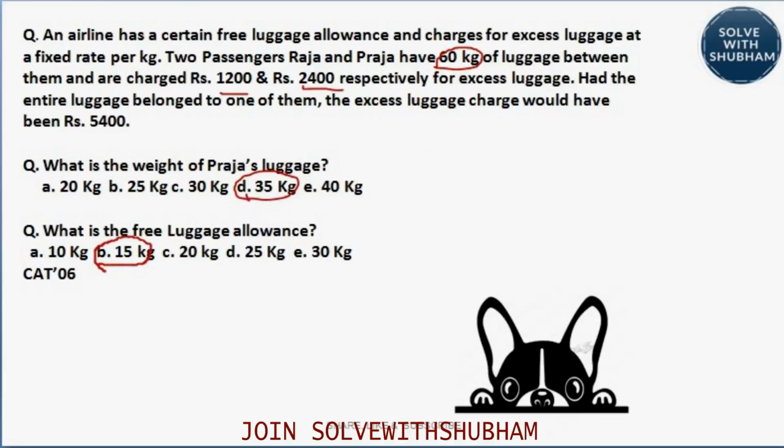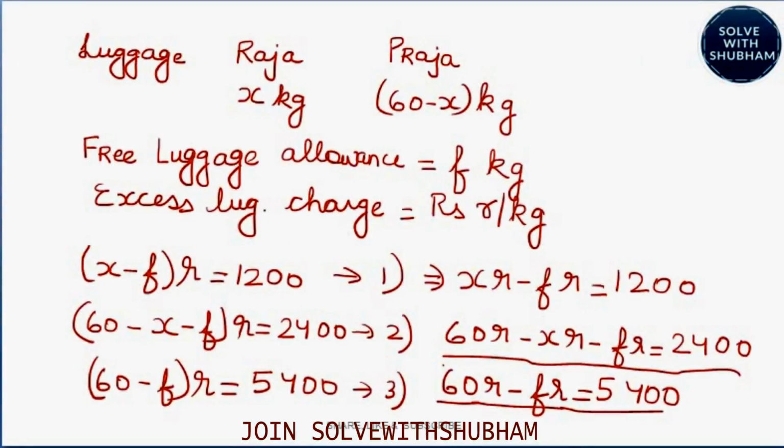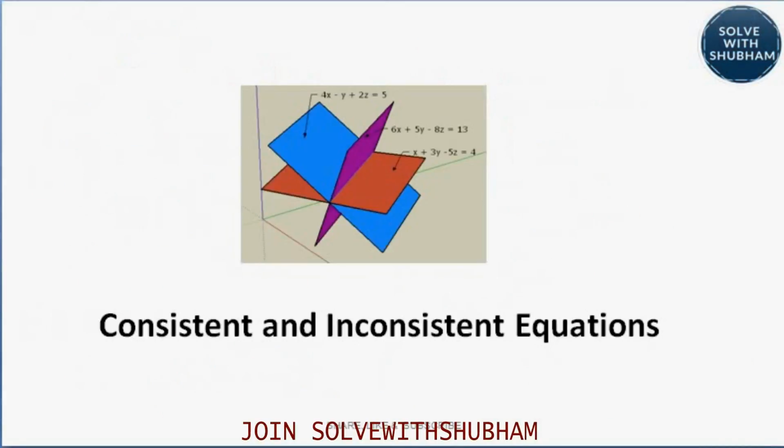So basically this is not a very difficult question. The only important point is to frame the equation and then solve them properly to get the answer. So when you look at the equations, we have three variables here, X kg, F kg and R kg, and we could form three equations based on the given information. The important thing was how to solve the equations to get the right answer. Moving ahead, now we will look at consistent and inconsistent equations.